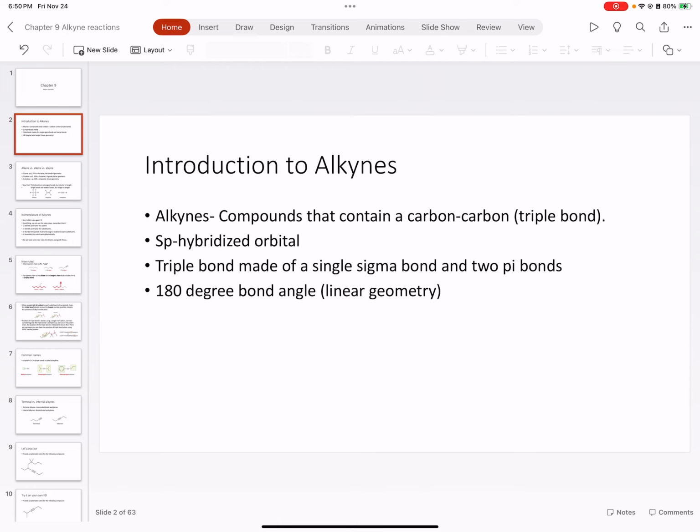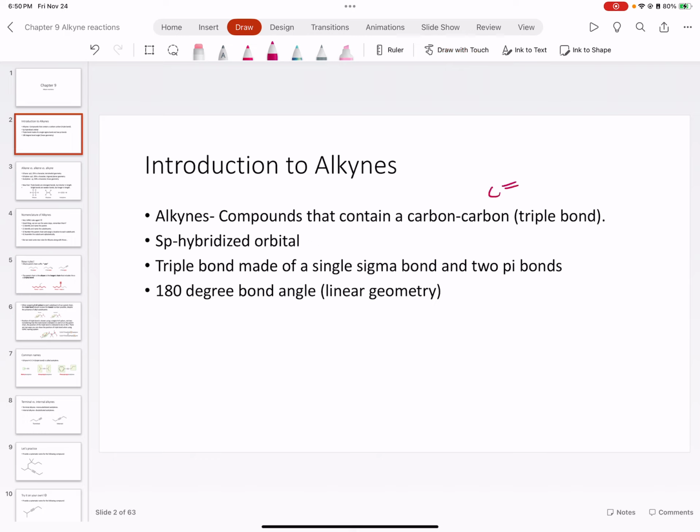Alkynes are compounds that contain a carbon-carbon triple bond. Or in much nicer words, they're this. These are alkynes, or that would be an alkyne group. That one is an sp hybridized orbital. The triple bond is made of a single sigma bond and then 2 pi bonds, and it has a 180-degree bond line angle. So how do I know that it's sp hybridized?